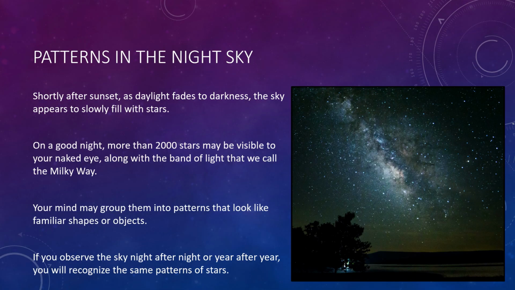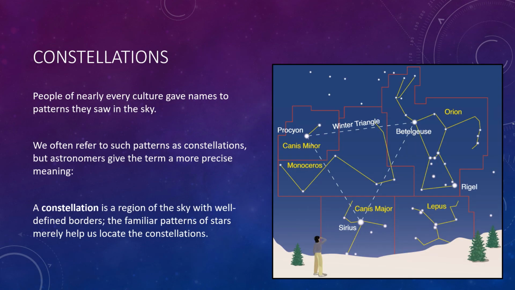As you look at the stars, your mind may group them into patterns that look familiar in terms of shapes or objects. If you observe the sky night after night or year after year, you will recognize these same patterns of stars, and these patterns have not changed noticeably in the past few thousand years. People of nearly every culture gave names to the patterns that they saw in the sky.